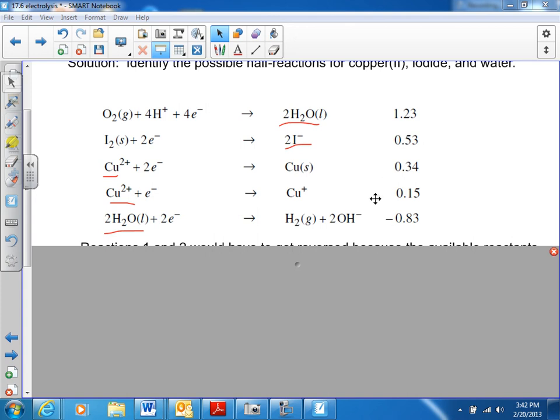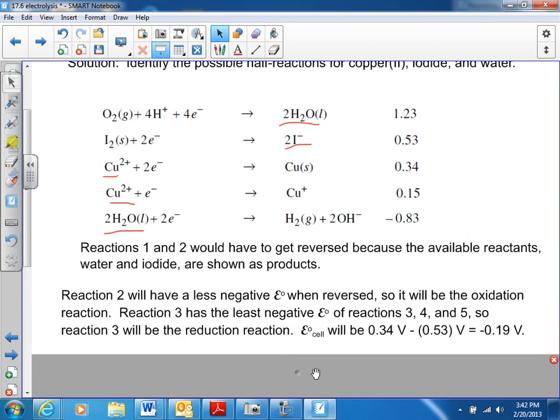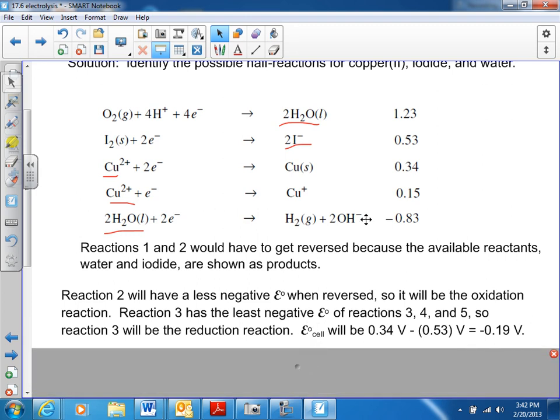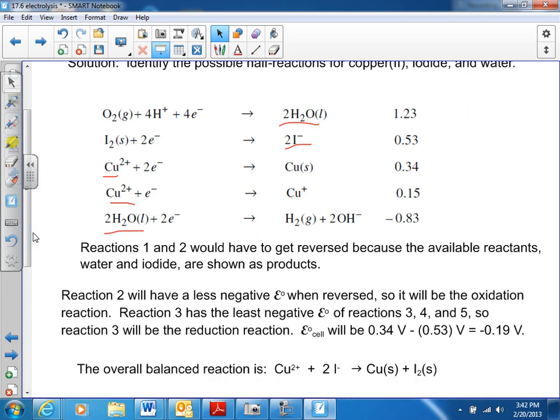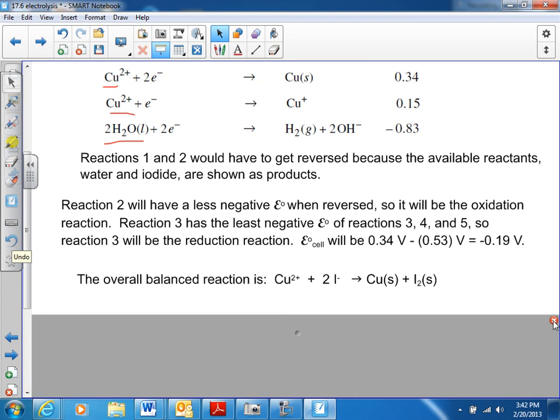Of these 3, the copper 2 to copper gives me the most positive E0, so this will be my reduction reaction. And this is just a summary of what I said. Oh, the overall cell reaction, pause this if you want to calculate it yourself. I reversed one of the reactions, and the overall balanced reaction, we are done.